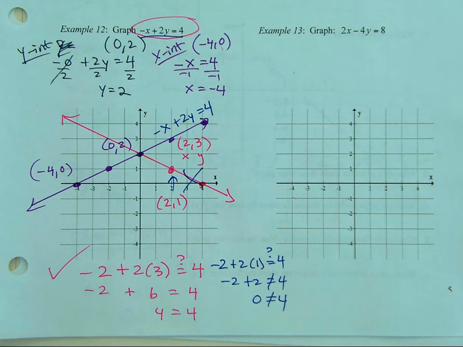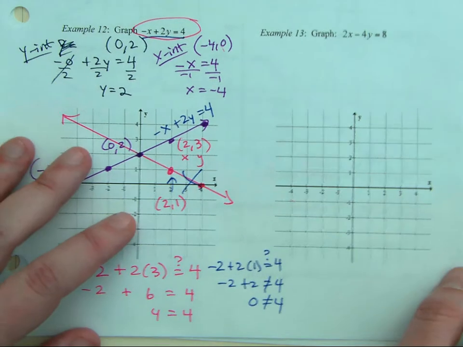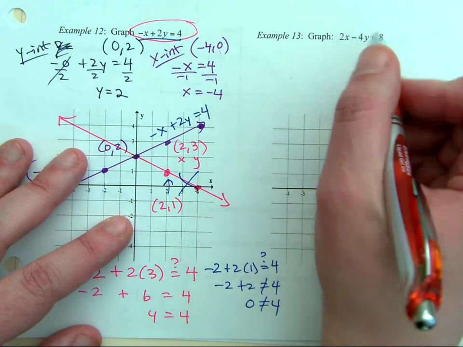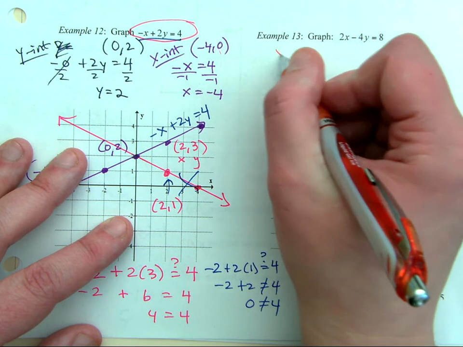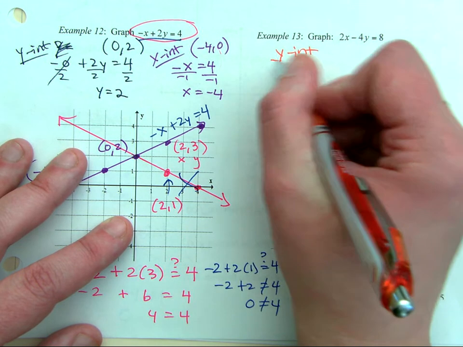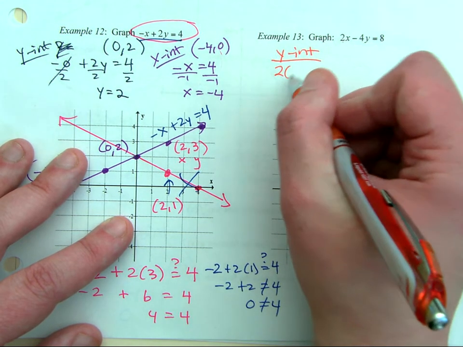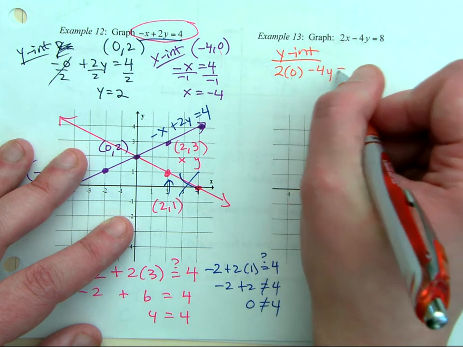The next one says to graph 2x minus 4y equals 8. So we're going to use the same concepts of intercepts. Of course, you can always rearrange, set y equal to 0, and use your slope and your y-intercept. That's an option. But if I want to do my x and y-intercepts, I can start by replacing x with 0. So I'm going to find my y-intercept by setting x to 0. 2 times 0 minus 4y equals 8.